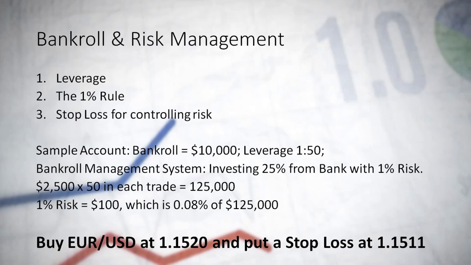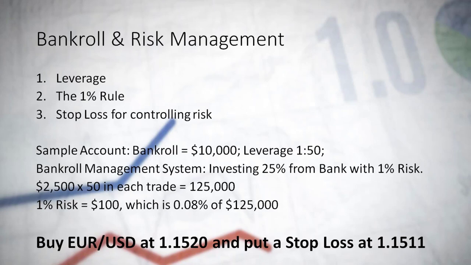However, you're investing $125,000 in each trade. This means you need to find what part is 100 from $125,000. And in our case, this is 0.08%, meaning that your stop loss order should be located at 0.08% from your entry price on the chart.